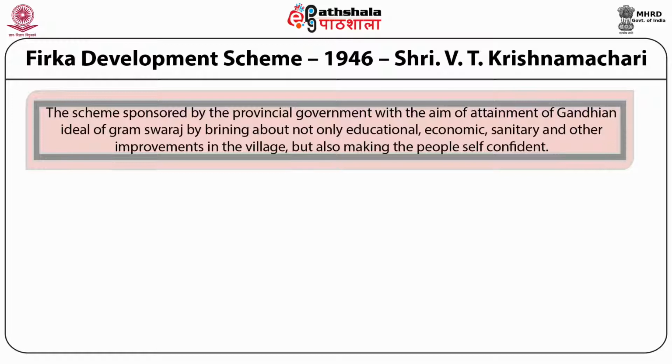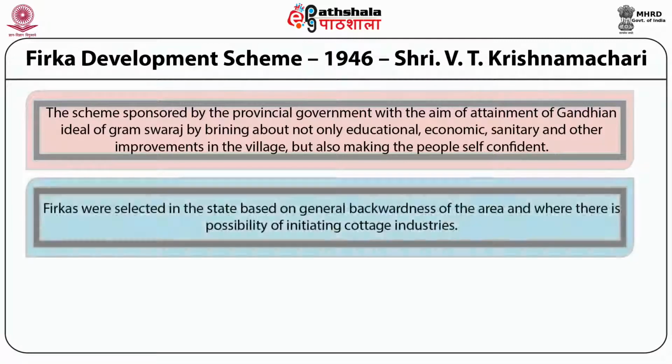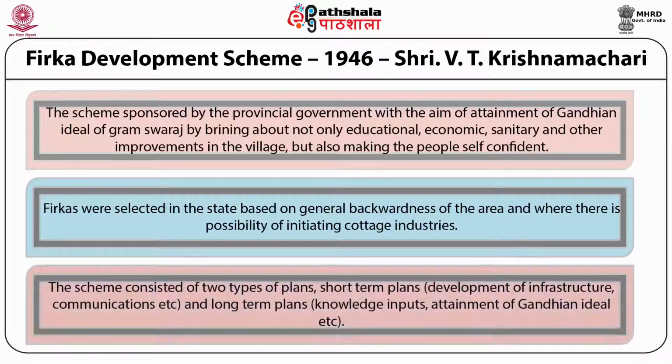Firka means an administrative unit where the development program is going to be implemented. Initially, the program was launched in 34 Firkas and in 1950 it was extended to 50 additional Firkas. Firkas were selected in the state based on the general backwardness of the area and where there was a possibility of initiating cottage industries. The scheme consisted of two types of plans, short-term plans and long-term plans.